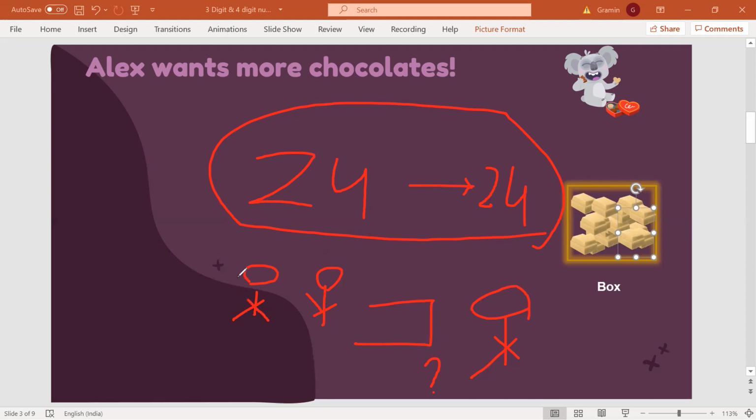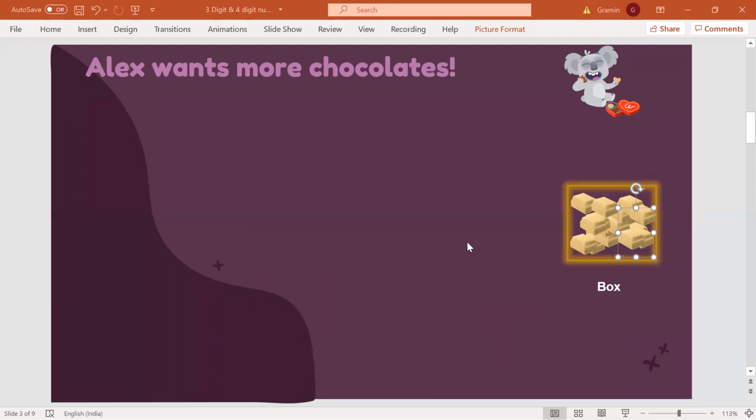So what Alex did, the next day Alex went to the shop again, but this time, rather than counting chocolates one by one, Alex came up with a smarter approach. So let's see what the smarter approach was.